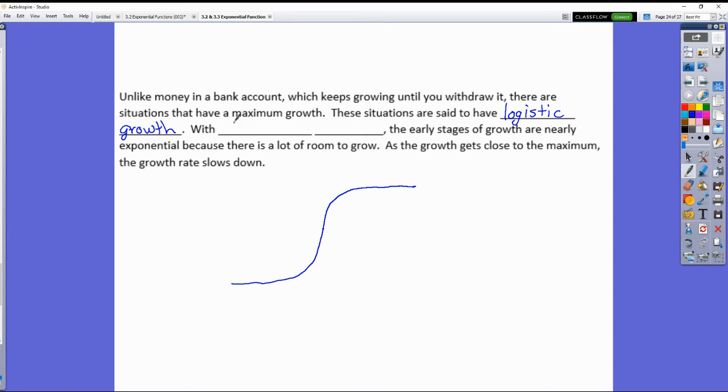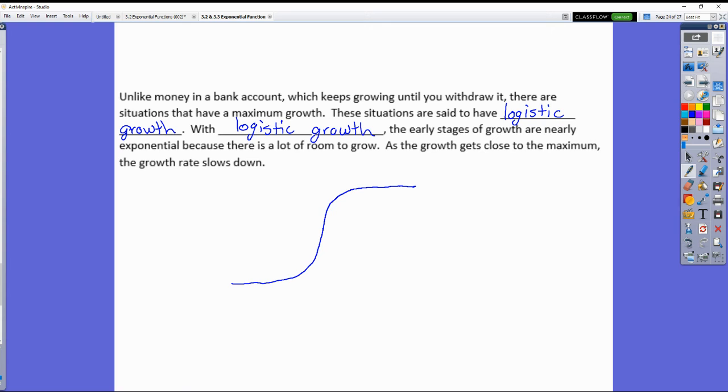Okay, with logistic growth, the early stages of growth are nearly exponential. And then as it gets closer to the maximum, it actually slows down. So if we were looking at the rate, it's going faster and faster, and then it's slowing down and slowing down to almost nothing again. So both of these blanks up here are just logistic growth.